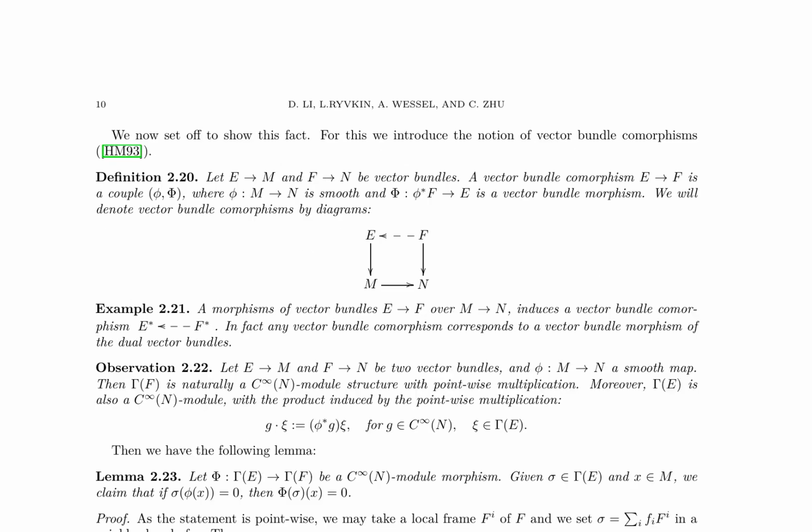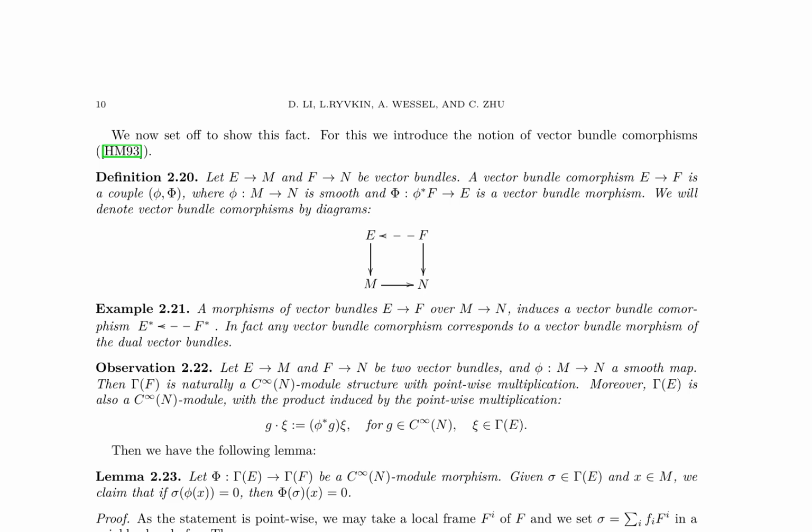The authors introduce the concept of vector bundle comorphisms, denoted as diagrams, which consist of a smooth map between manifolds and a vector bundle morphism. A vector bundle comorphism is shown to correspond to a vector bundle morphism of the dual vector bundles.